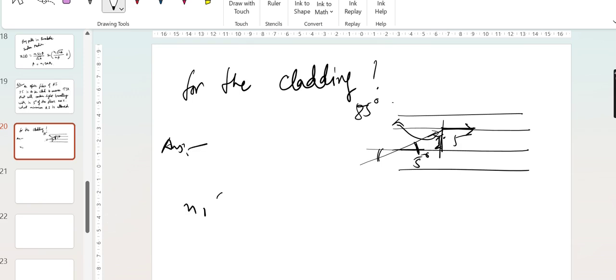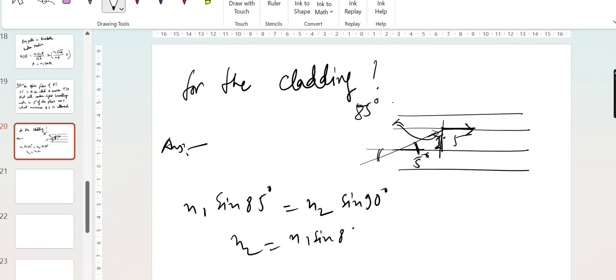N1 sine 85 degrees is equal to N2 sine 90 degrees. So N2 is basically N1 into sine 85 degrees. N1 is 1.5 and sine 85 degrees is 0.996, which makes it 1.494. This is the answer. The cladding should be 1.494. See, the difference is 0.006.